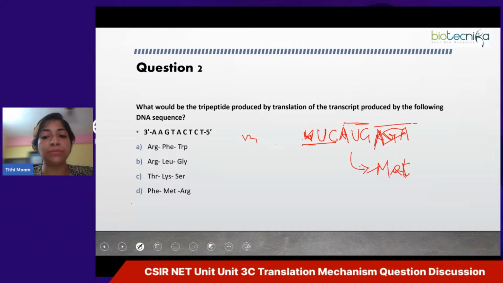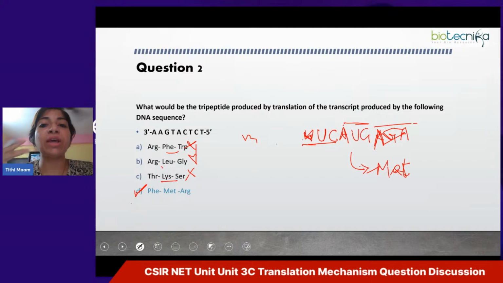Now here comes the fun of multiple choice questions. You check the options. Does this have methionine? No. Does this? No. Does this one? No. There is only one option that has methionine, so that is correct. Again, CSIR never wants to check your memorizing ability or how good you are at cramming things. They want to check how good your basic understanding is.